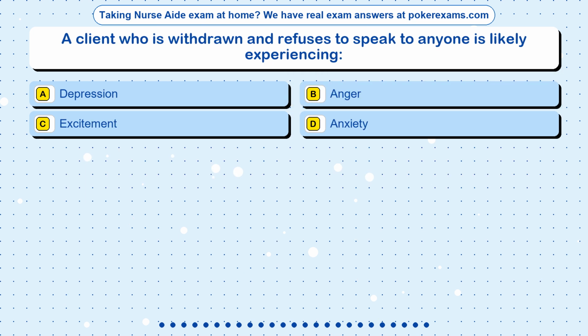Question 12. A client who is withdrawn and refuses to speak to anyone is likely experiencing option A, depression, option B, anger, option C, excitement, option D, anxiety.